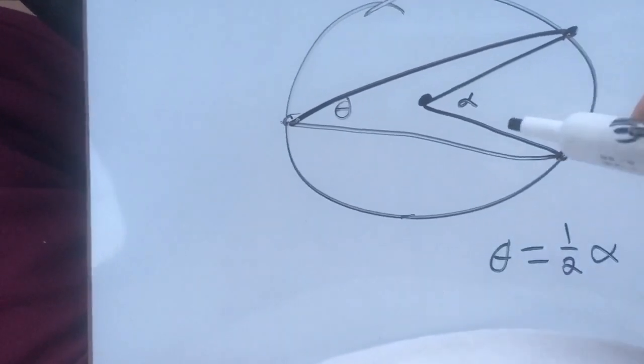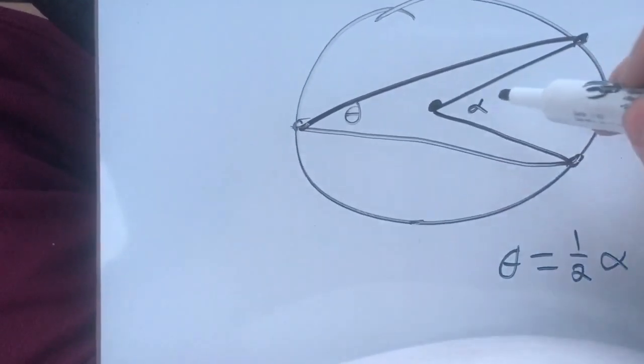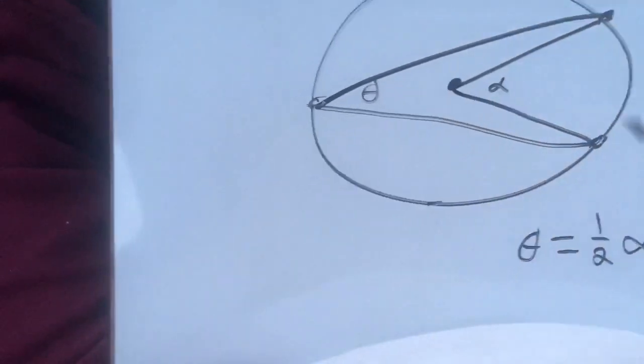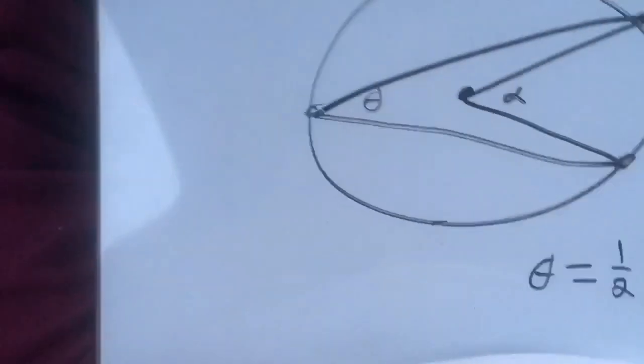So let's say this central angle is 40, then the inscribed angle will be 20, always. Now let me prove it to you. There are going to be 3 cases that should cover every type of inscribed angle and central angle, to prove the inscribed angle theorem.